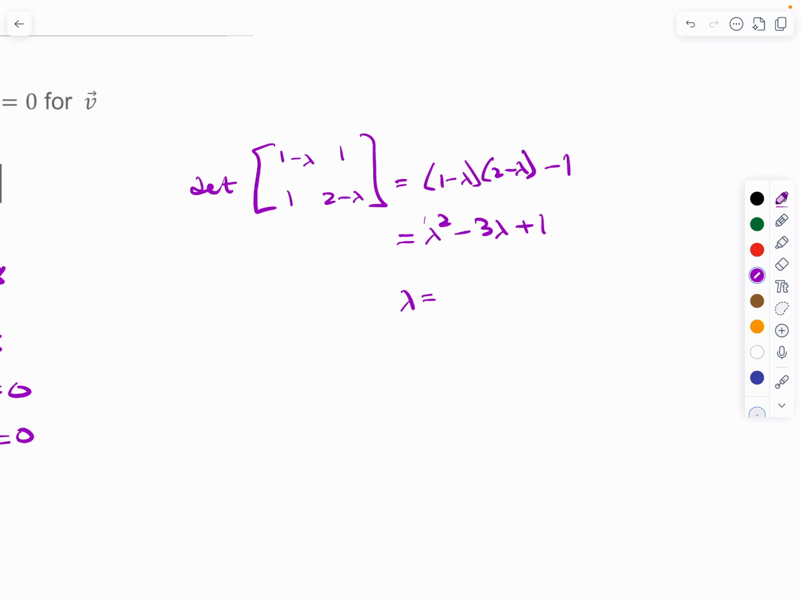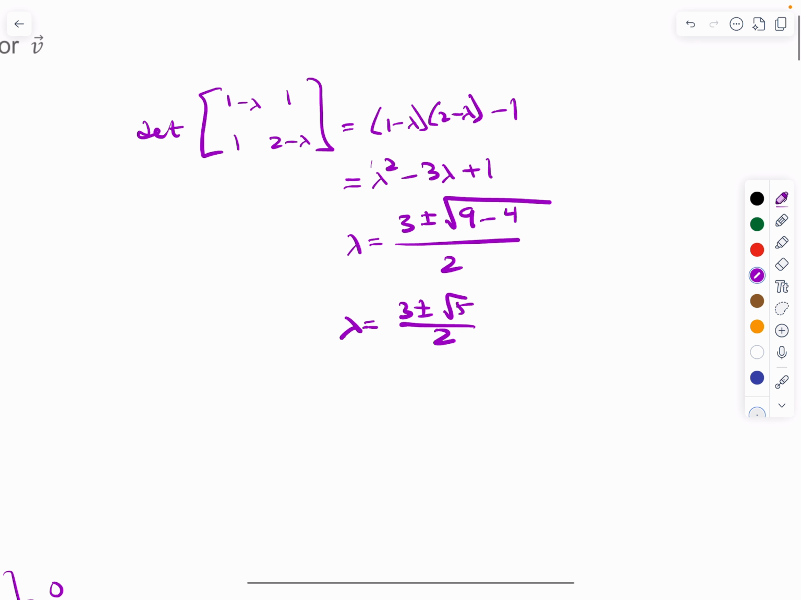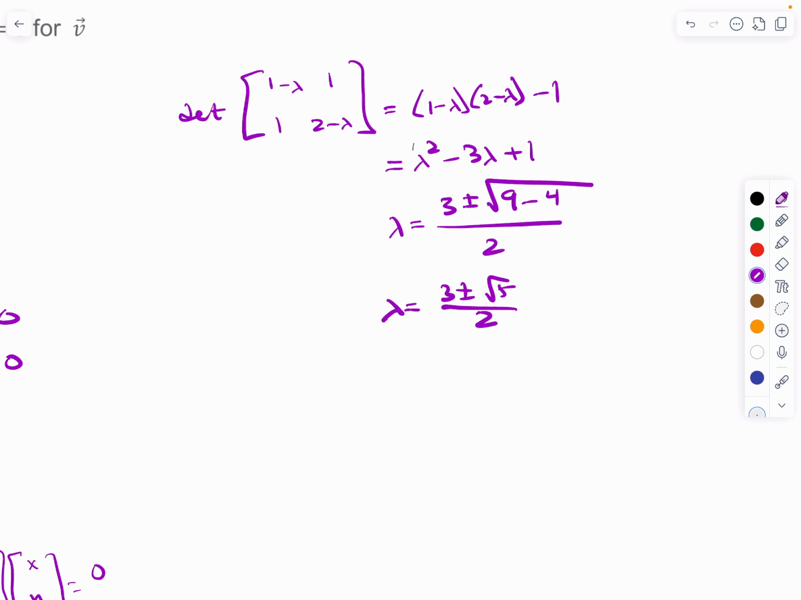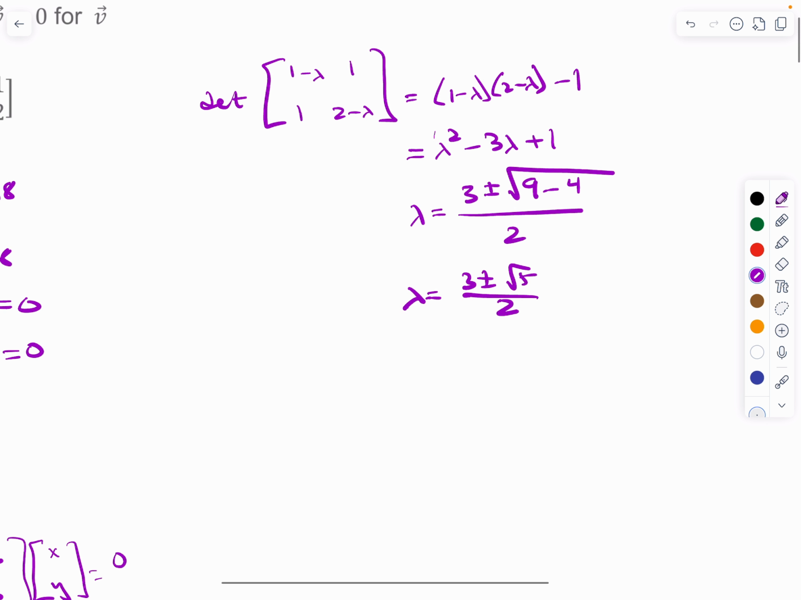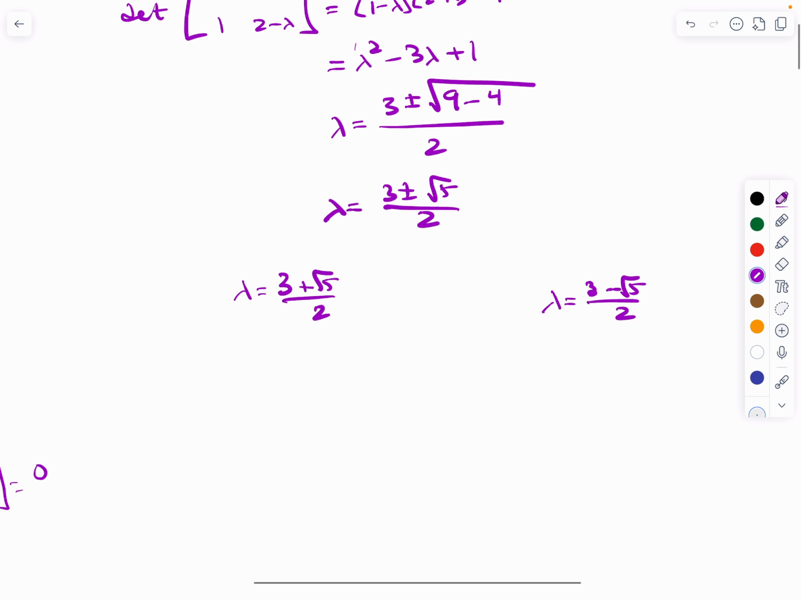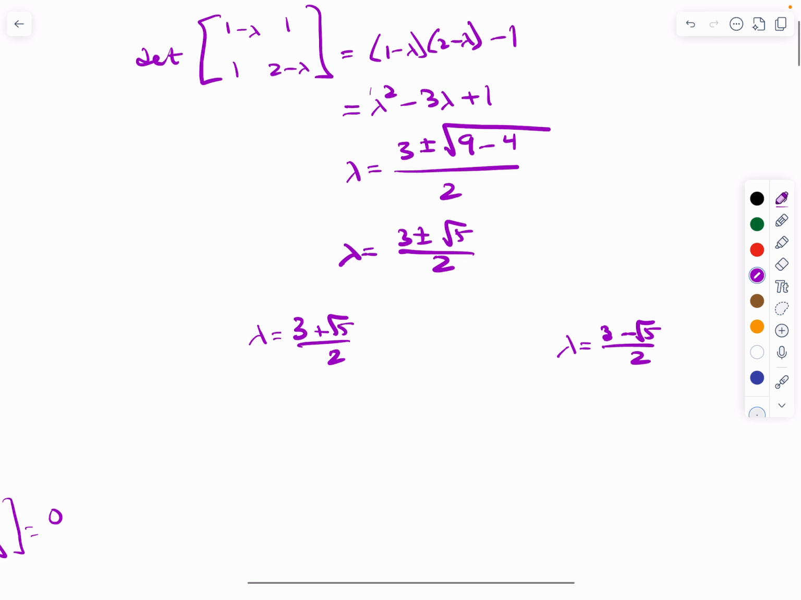So we've got negative b plus or minus the square root of b squared minus 4ac over 2a. And so let's go ahead and do it, I guess. So 3 plus radical 5 over 2, and 3 minus radical 5 over 2. So we're doing this for this one.